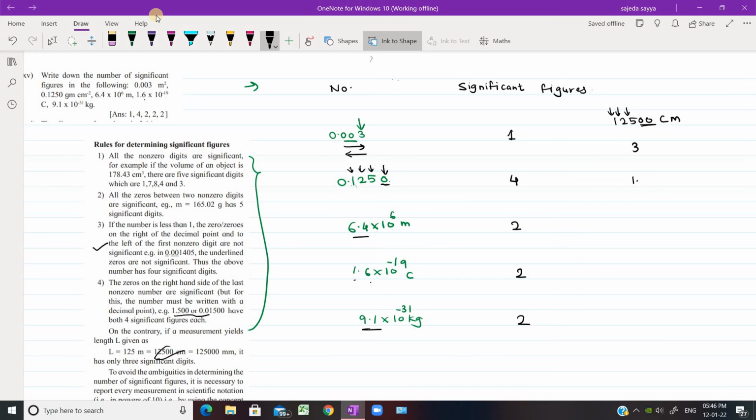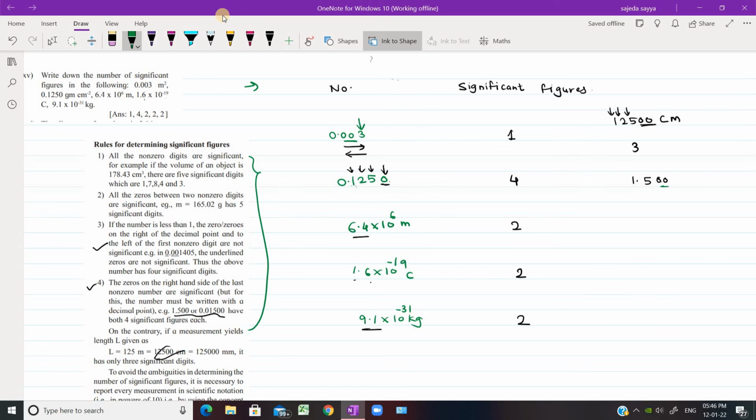Another example. The zeros on the right hand side of the last non-zero number are significant, but for this the number must be written with a decimal point. For example 1.500 or 0.01500, both have 4 significant figures. First we will explain 1.500. In this case, rule number 4, I was reading this, these zeros are taken into consideration as significant.